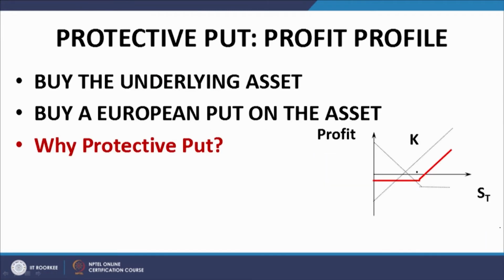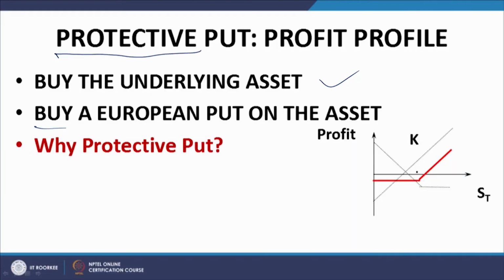Protective put. Now in this case, what happens? You buy the underlying asset, you are long in the underlying asset, and then you buy a put option on the underlying asset. This is obviously a very simple strategy. Why will you buy a European put on the underlying asset? Because you want to protect yourself against the fall in the price of the underlying asset. If the price of the underlying asset falls below your desired values, then obviously you can invoke the put option and sell the asset to the party who is short in the put option at the exercise price.